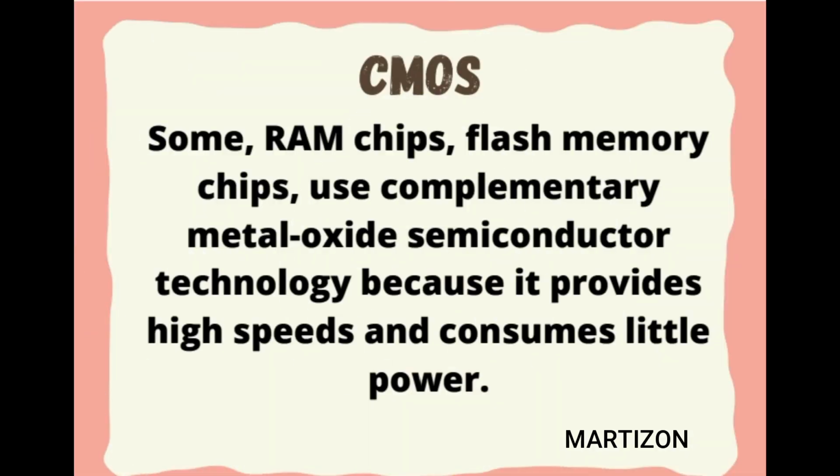Next, we have the CMOS. Some RAM chips and flash memory chips use complementary metal-oxide semiconductor technology because it provides high speeds and consumes little power. CMOS technology uses battery power to retain information even when the power to the computer is off. Battery-backed CMOS memory chips, for example, can keep the calendar date and time current even when the computer is off. The flash memory chips that store the computer startup information often use CMOS technology.